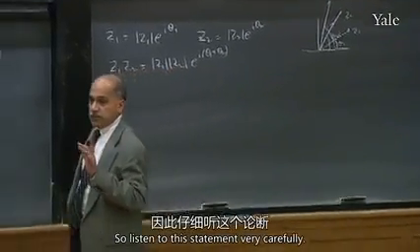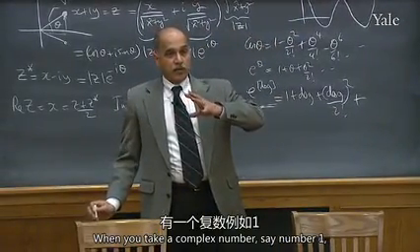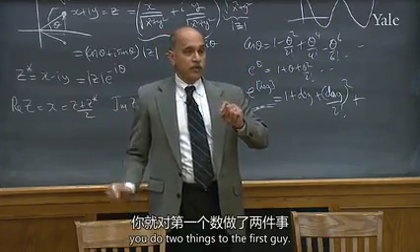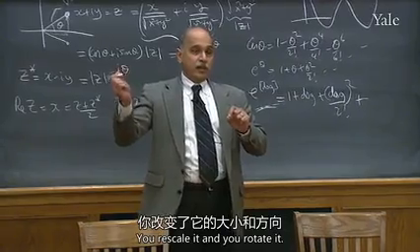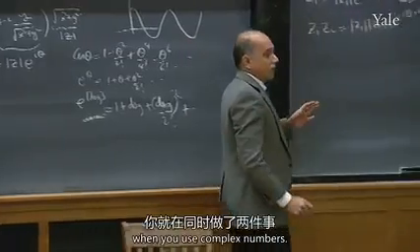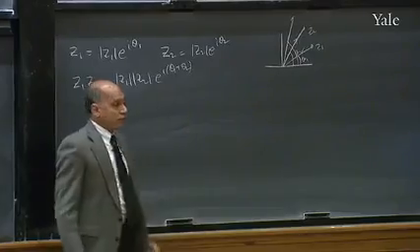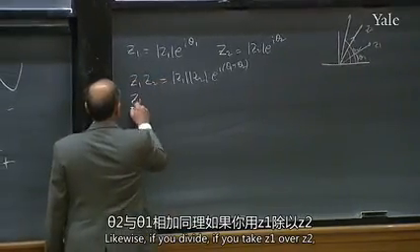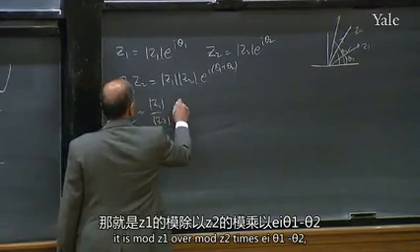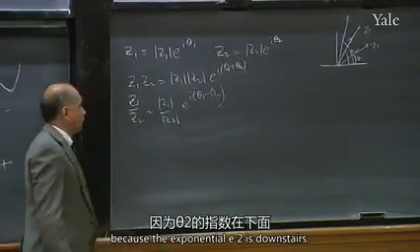So listen to this statement very carefully. When you take a complex number, say number 1, and you multiply it by a second complex number, you do two things to the first guy. You rescale it and you rotate it. So two operations are done in one shot when you use complex numbers. The mod z2 rescales the mod z1, and theta 2 adds to theta 1. Likewise, if you divide, if you take z1 over z2, it is mod z1 over mod z2 times e to the I theta 1 minus theta 2, because exponential theta 2 is downstairs.